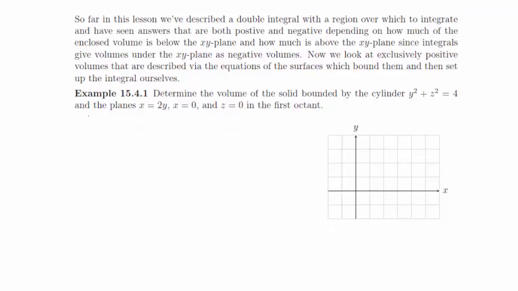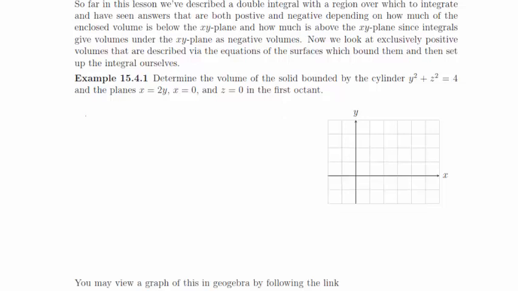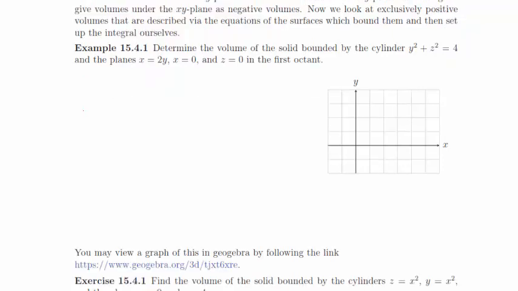Okay, so let's just take a look at an example here. Example 15.4.1. Determine the volume of the solid bounded by the cylinder y squared plus z squared equals 4 in the planes x equals 2y, x equals 0, and z equals 0 in the first octant. So let's take a look at my xy plane and how we want to set this up. My cylinder has a radius of 2. It's free to move in the x direction. It's a circle in the yz plane.